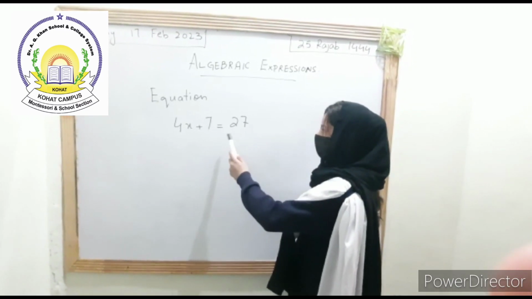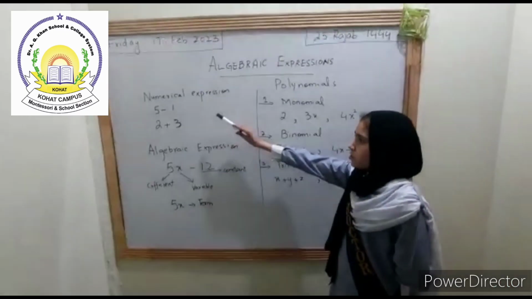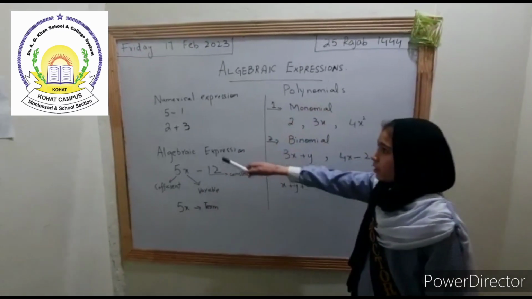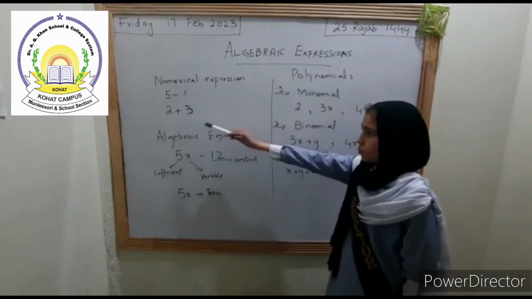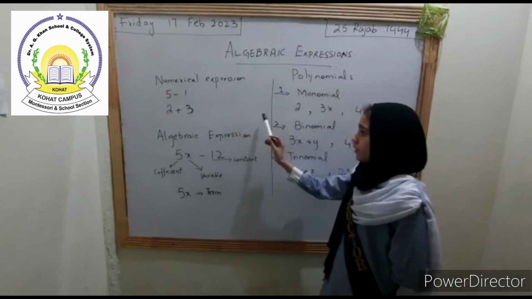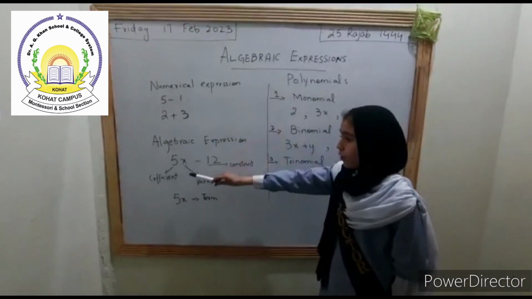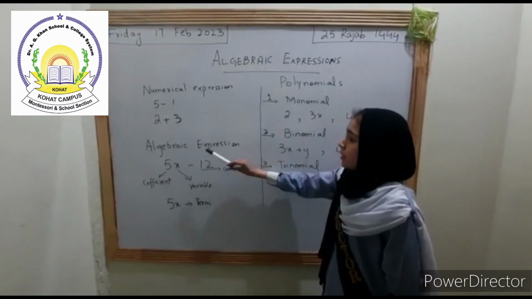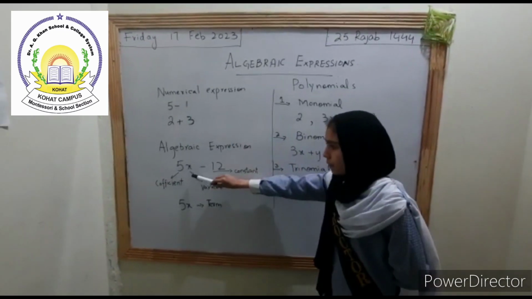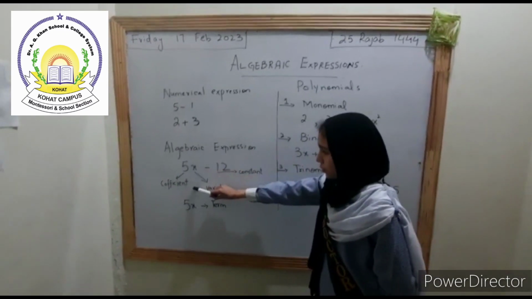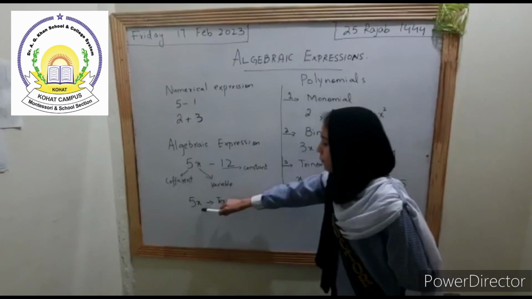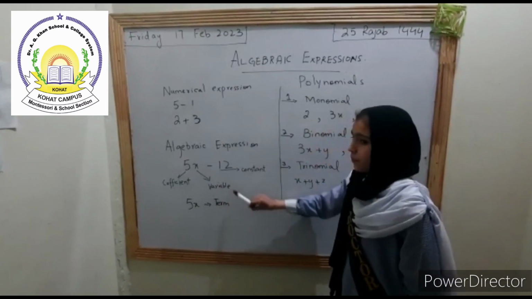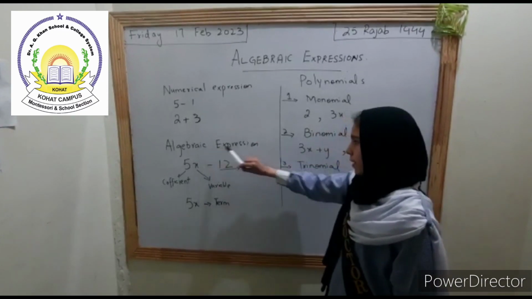This is an equation. Before starting the algebraic expression, let's revise numerical expressions, which are 5 minus 1, 2 plus 3, etc. These are types of numerical expressions. Now, 5x minus 12 is an algebraic expression. Here, 5 is the coefficient, x is the variable, 12 is the constant. 5x is a term, which makes up algebraic expressions.